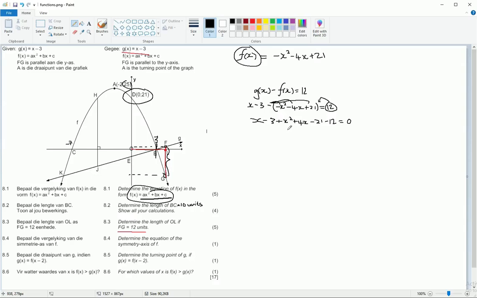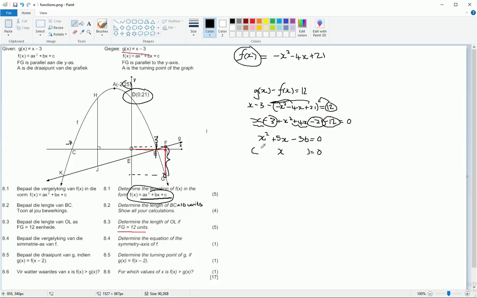Okay, so let's see, this is going to be x squared. These are like terms, so 4x plus x is going to be 5x. Right, this is minus 21 minus 12, that's going to give you minus 33, and minus another 3, so minus 36 equals 0, right? So you end up with this. Let's factorize this one.